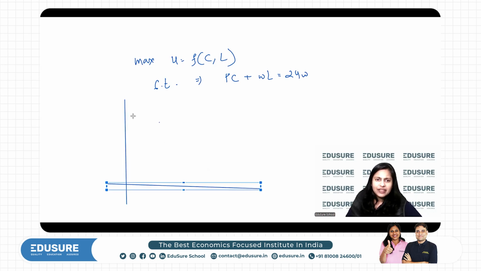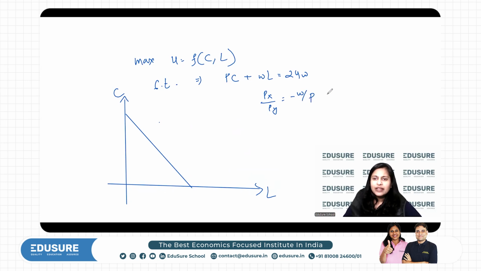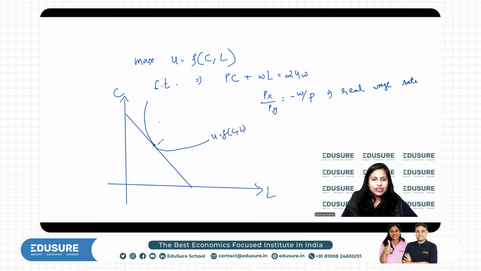This is a standard budget line. We can have L here and we can have C here. So Px by Py is the slope of the budget line, which is going to be minus W by P. That's the slope, the real wage rate. This is the real wage rate, the slope of the budget line. And this is going to be the utility function of a consumer. So this is what we have.